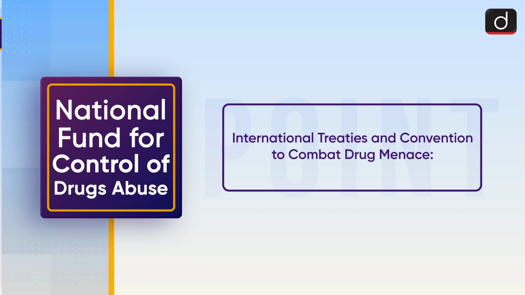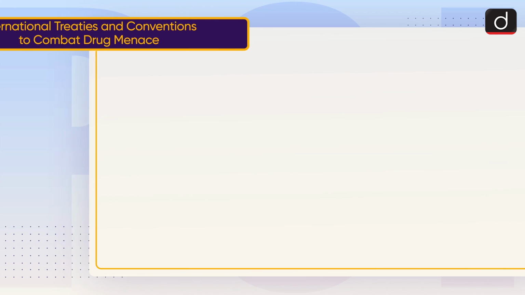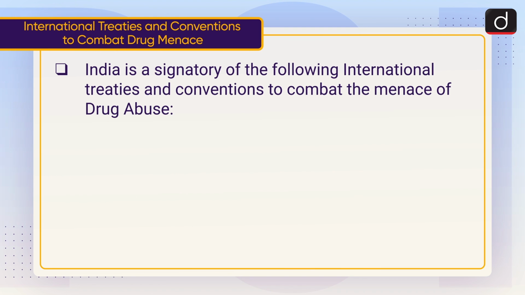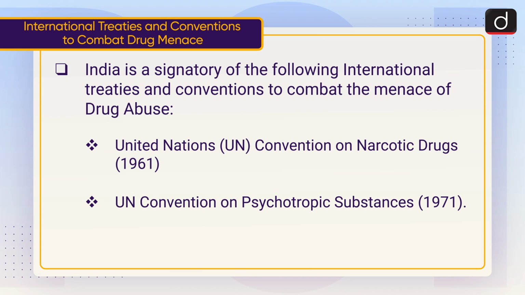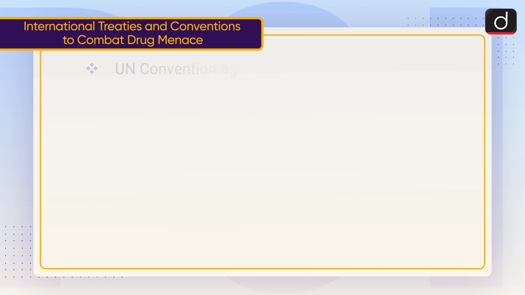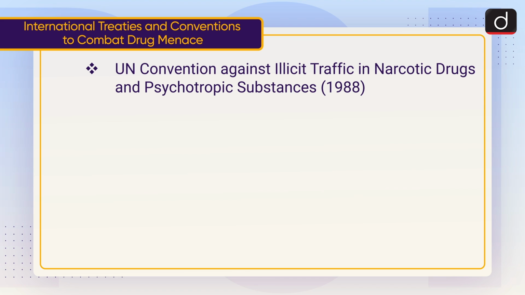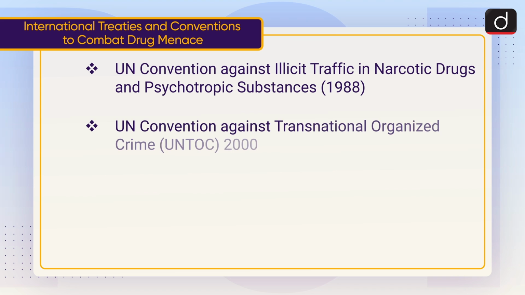Now the next is International Treaties and Conventions to Combat Drug Menace. India is a signatory of the following international treaties and conventions to combat the menace of drug abuse: United Nations Convention on Narcotic Drugs 1961, UN Convention on Psychotropic Substances 1971, UN Convention Against Illicit Traffic in Narcotic Drugs and Psychotropic Substances 1988, and UN Convention Against Transnational Organized Crime or UNTOC 2000.